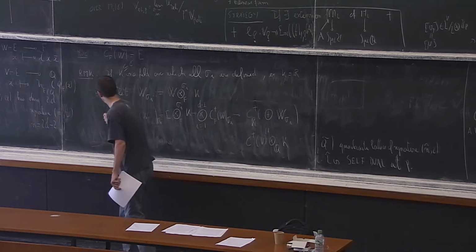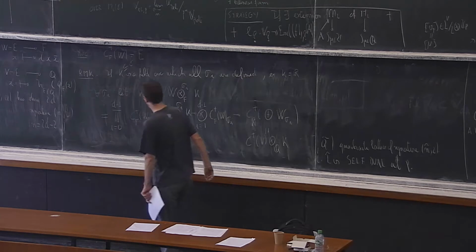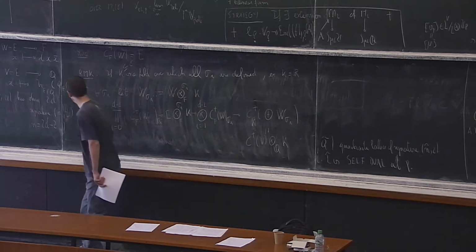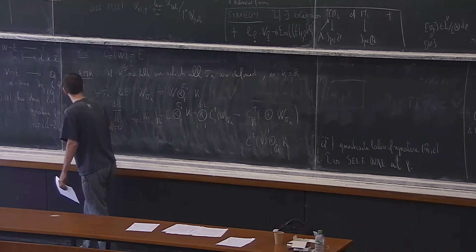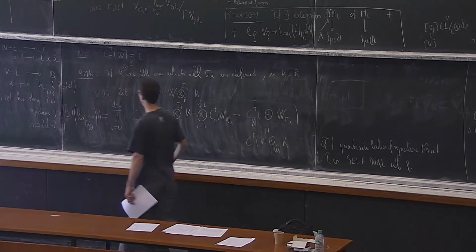And this I can write in another way. This is simply the value restriction of scalars, G_m from E to Q, evaluated at K.